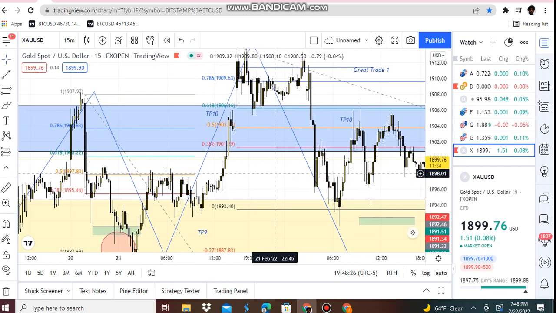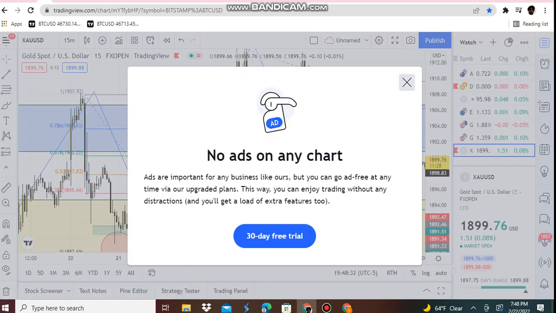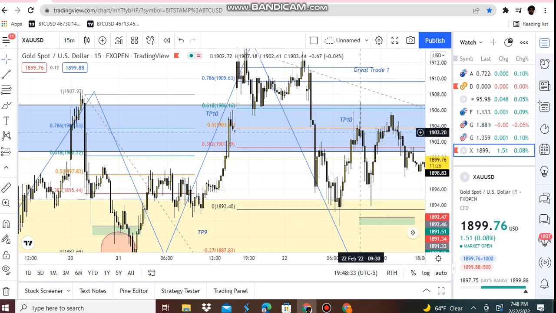So same thing here. It stopped at zero on February 22, 2022 at 1891, and then buyers pushed price back up after this hammer around 7 o'clock, going into the New York session, all the way up until 10 o'clock to take profit 10 at 1907, from 1891 to 1907. And we were out of this trade.